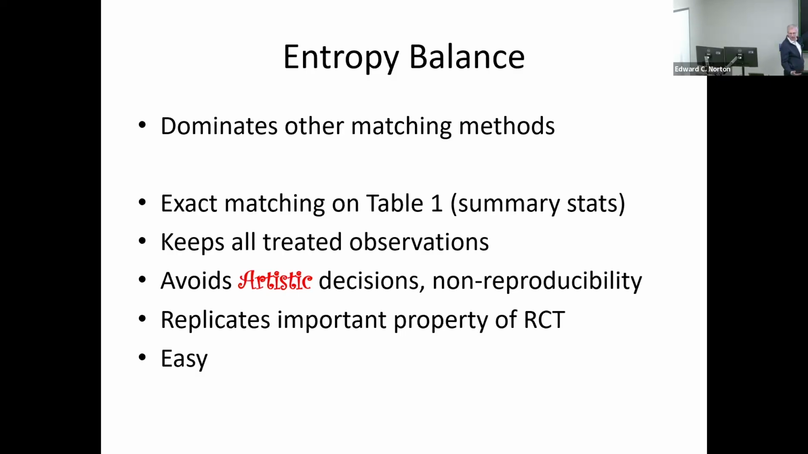There really aren't artistic decisions to make beyond which variables to include in the modeling, and that's usually pretty straightforward. And therefore, it's very easy to reproduce. And also, because of the exact matching on table one, it allows us to have this nice RCT property of running a regression where it doesn't matter if you put the covariates in.